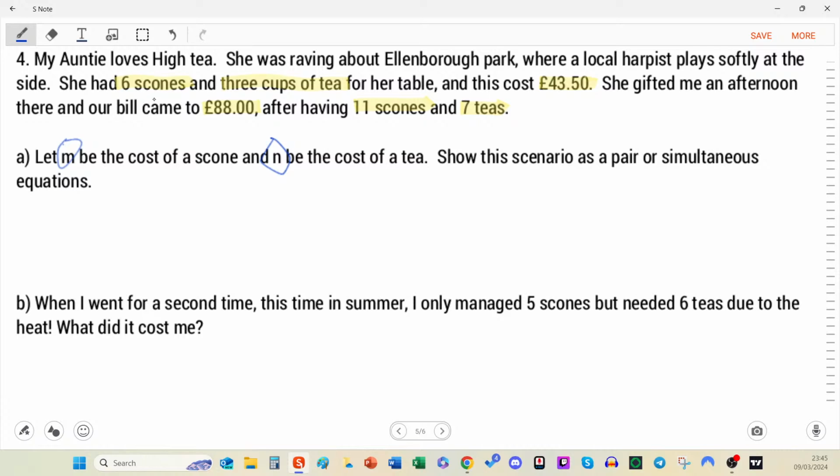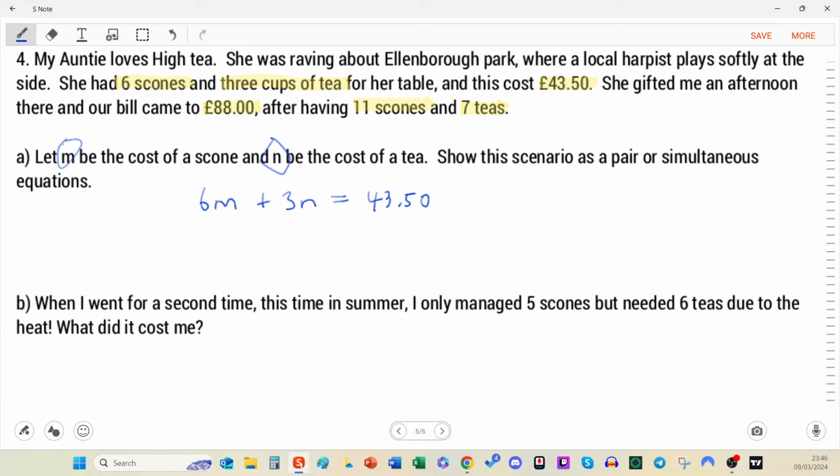So in the first instance, there were 6 scones. If we knew the cost of a scone, we'd multiply it by 6. And they're telling us that the cost of a scone is M. So we're just like 6 times M. And we're going to add the cost of the tea. There were 3 teas. If we knew how much they cost, it would be 3 times the price of a tea. So we're going to add 3 times the price of a tea, which is N. If we did this and added it together, we would get what we would have to pay. And it says up here that that was $43.50. So this already is an equation because we have an equal sign, and it involves 2 variables.